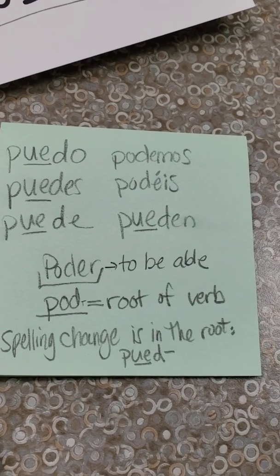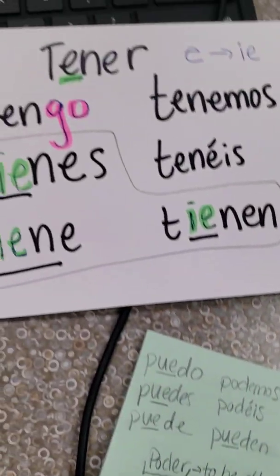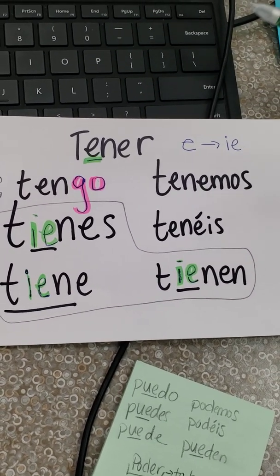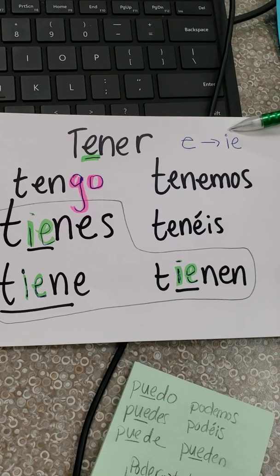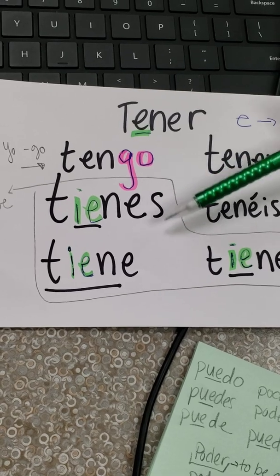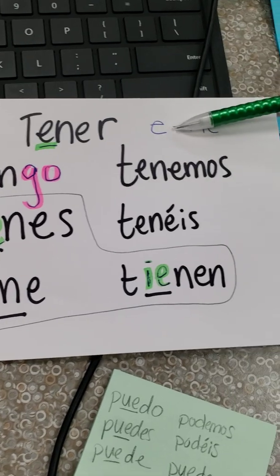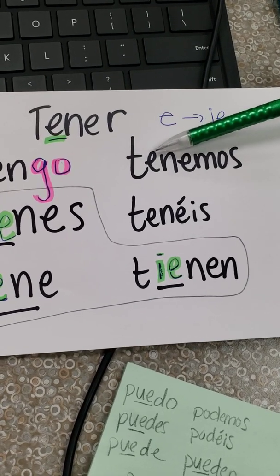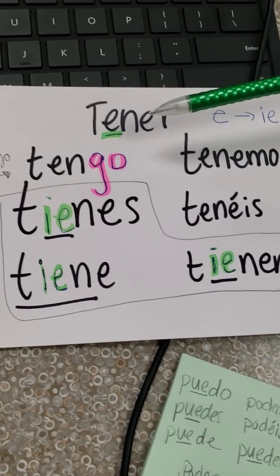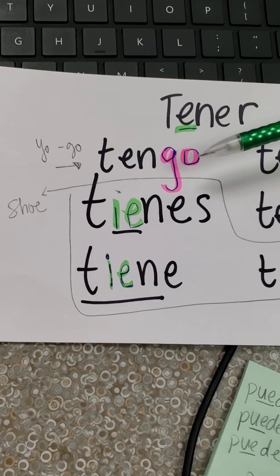Another example of a spelling change verb is tener. Although it is irregular, tener has multiple changes. We have your E to IE as highlighted in the green. You have tienes, tiene, tienen. Here, the nosotros and vosotros have no change in the root. Tenemos, tenéis. Okay?